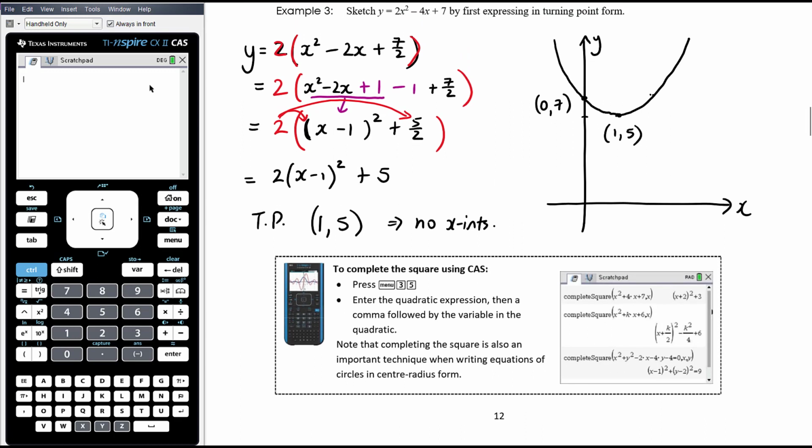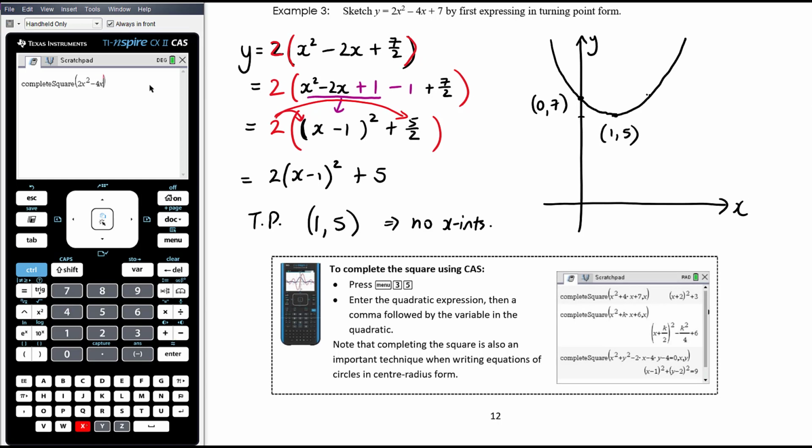Completing the square using your CAS is menu 3, 5. That's something I use quite frequently. I find it's often something that students are unaware of. So if I want to do this example 3, complete the square for 2x squared minus 4x plus 7, comma x, you always need comma x for completing the square, and there it is there, so we did it correctly.